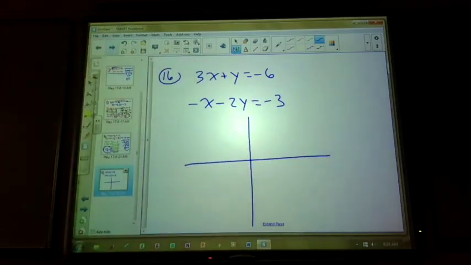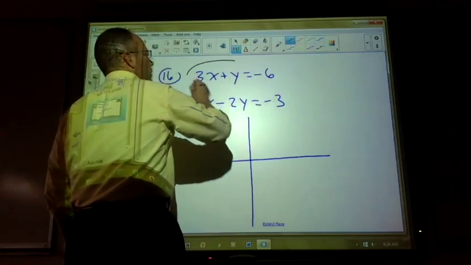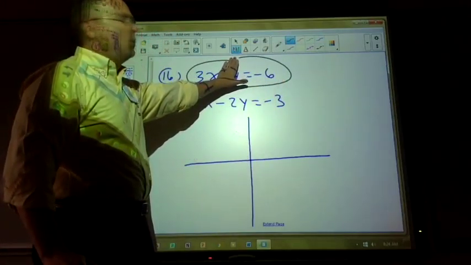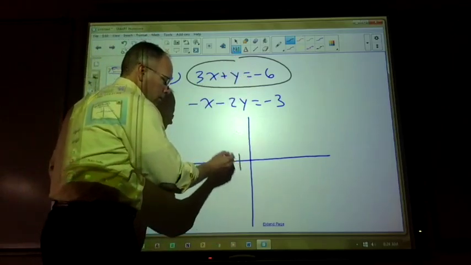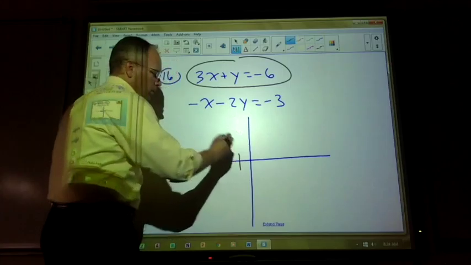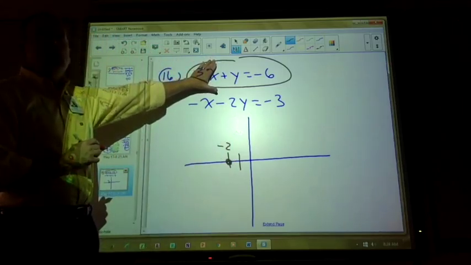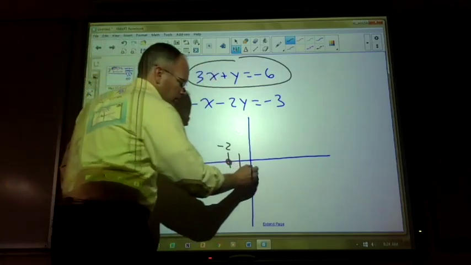We're going to graph these. We'll do the best we can on not having a grid. All right. I would say the very first one, cover method, is going to work nicely. So 3x equals -6. So what's x equal to? -2. Agree? What's y equal to? Y equals -6.